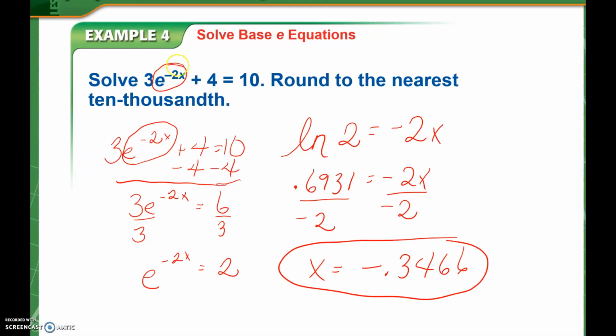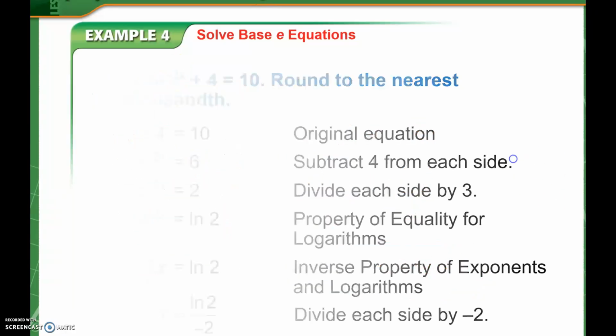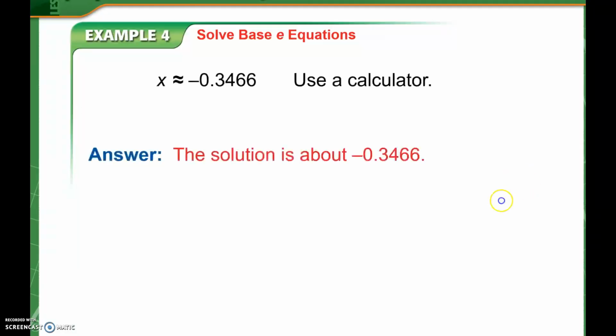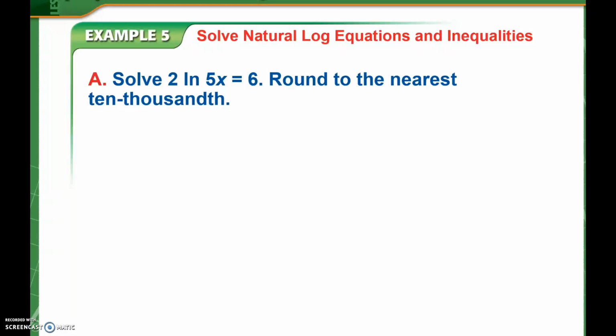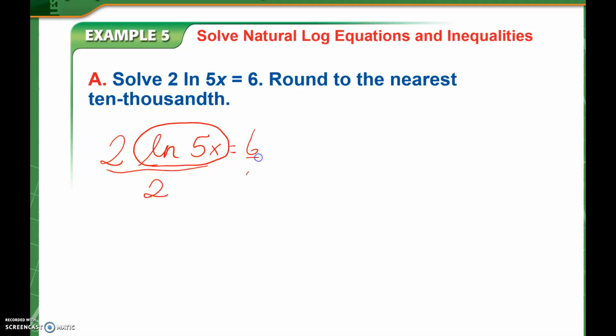So that's when we have it in exponential form. We'll look at now when it's in natural log form. So I have 2 natural log 5x equals 6. Again, same as e, I'm going to get this natural log part by itself. If it's already by itself, then you just put it into e form. So divide by 2. So natural log 5x equals 3.